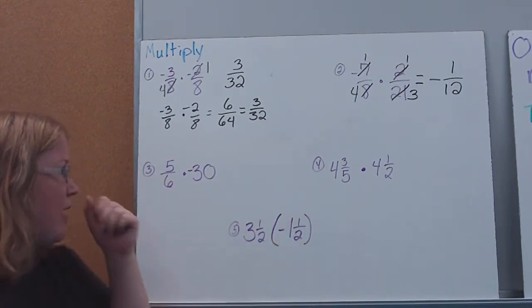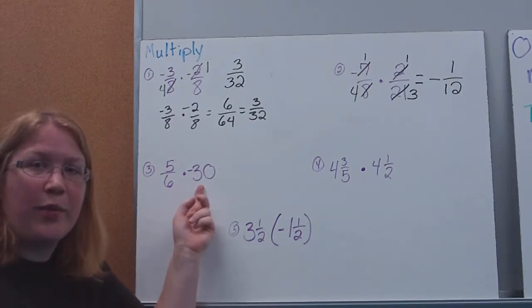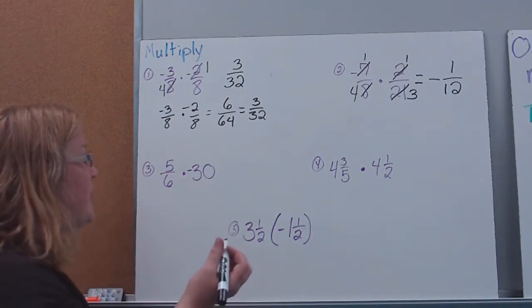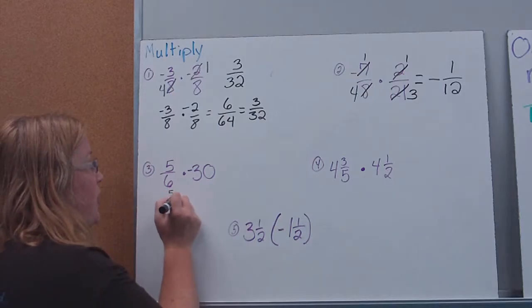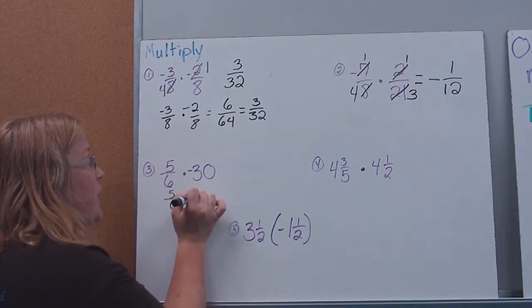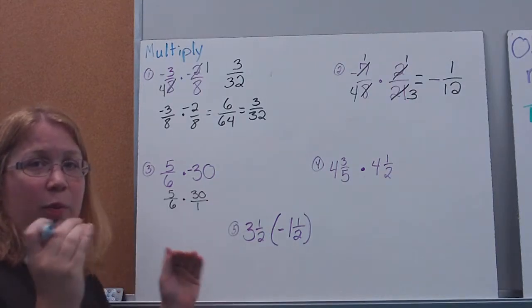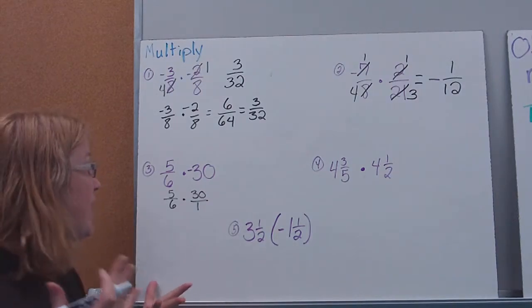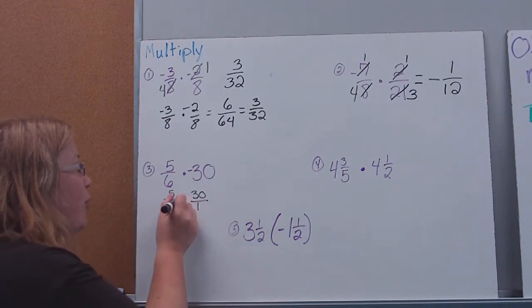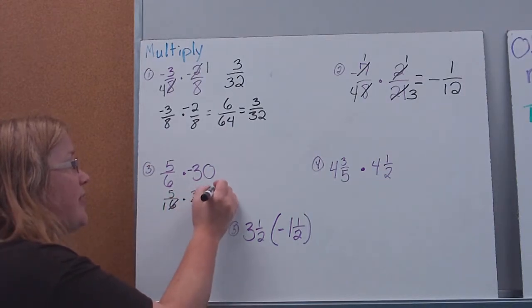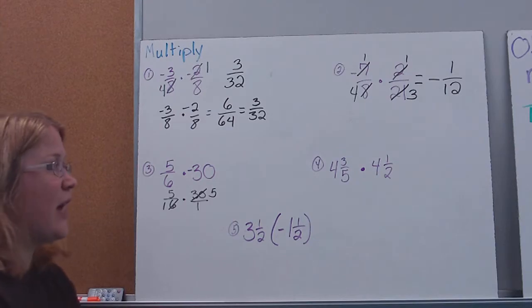So here you'll recall if we have a whole number, how do we change whole numbers into fractions? We simply write them over 1. So here I have 5/6 times 30 over 1. We just want to write that there so that we're making sure we're multiplying the right numbers together. Again, I notice I can pre-reduce. 6 goes into 6 once, and 6 goes into 30 5 times.